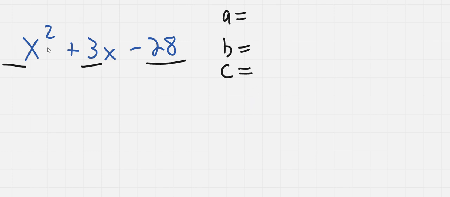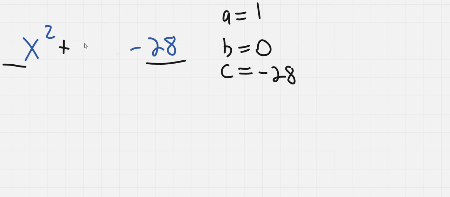But let's say there's a term missing. Like let's say we don't have this plus 3x in the middle. Well, if we don't have an x term, then we don't have a b. B would be equal to 0 then. But we would still have an a equal to 1 and a c equal to negative 28.